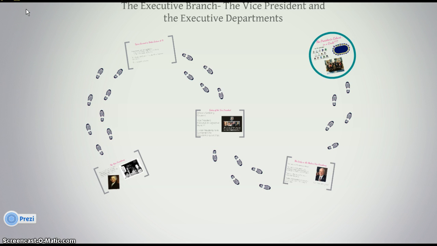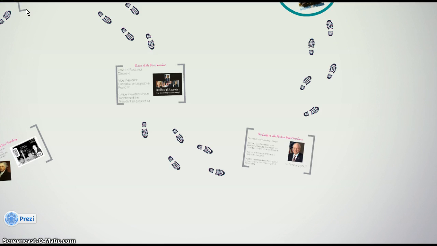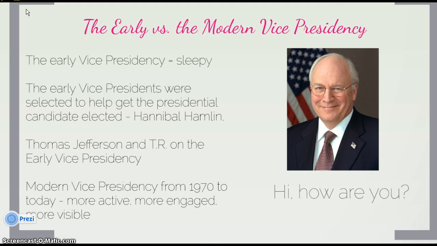So that is a very good look, I think, at the modern Vice Presidency. So are there any questions? I have a question for you. Why do you think the office of the Vice President became more important, more involved, and more visible in the executive branch after almost 200 years of relative inaction and obscurity? So why don't you stop the lecture, jot down some ideas, and bring those to class.